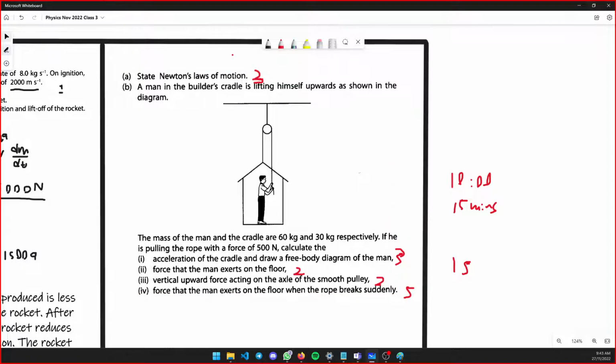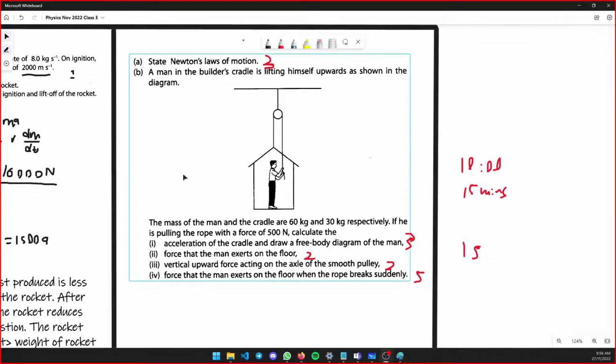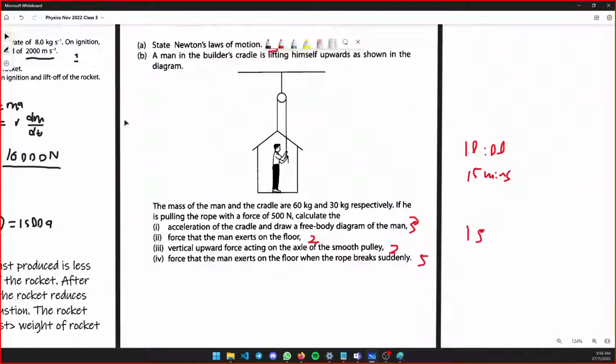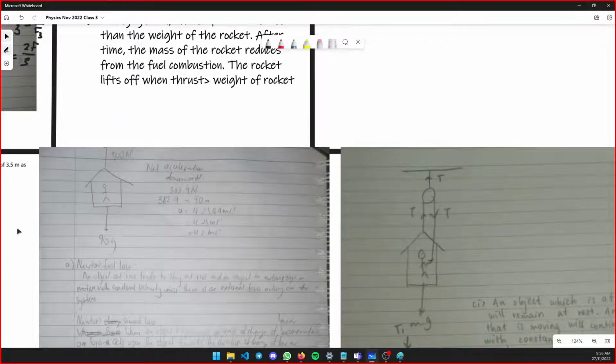I'll come back around 10 o'clock and we'll start discussing this. Hopefully you guys have the answers by then. Resume the class. All right, so, state Newton's laws of motion. Okay, let's see.